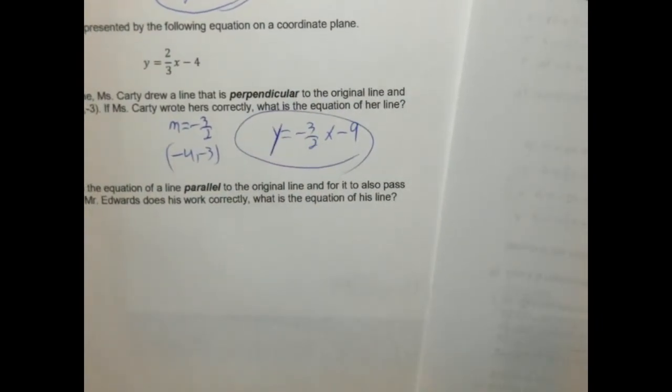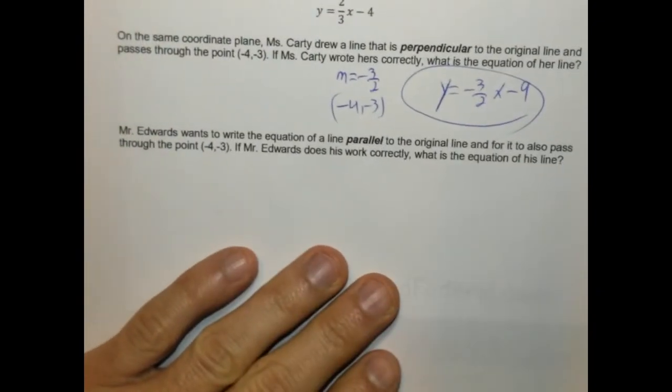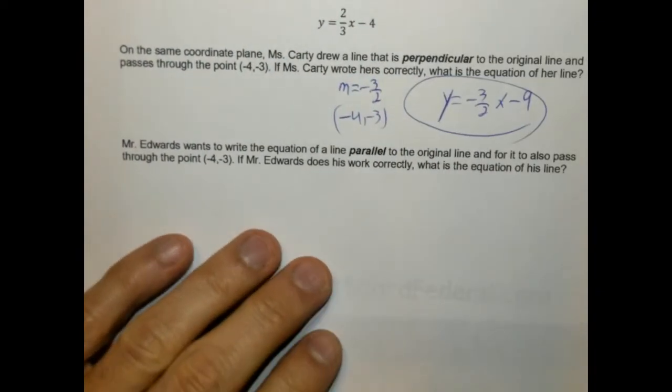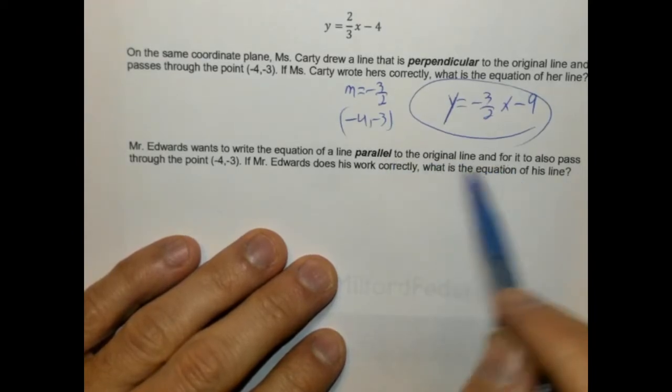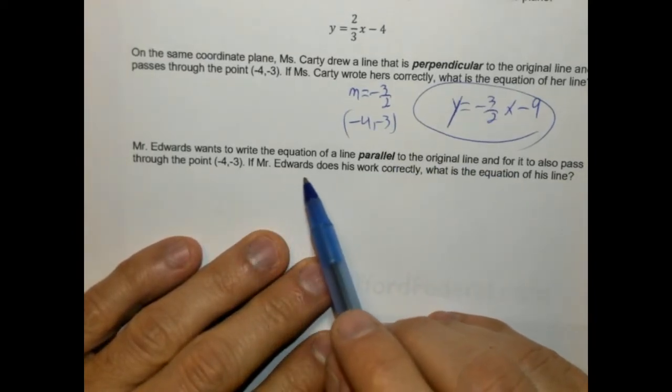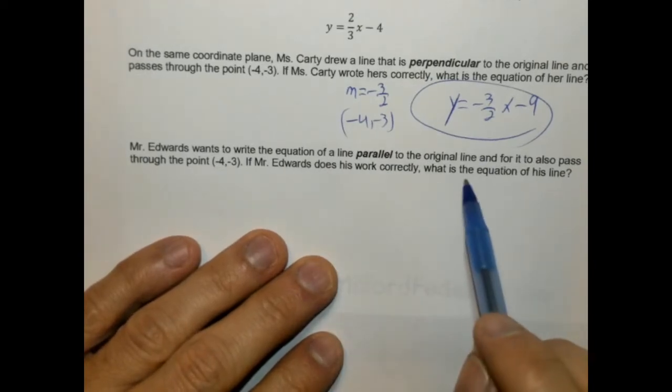Okay. Mr. Edwards, who's that guy? Mr. Edwards wants to write the equation of a line parallel to the original line and for it to also pass through point -4, -3. If Mr. Edwards does his work correctly, that's a big if, what is the equation of the line?